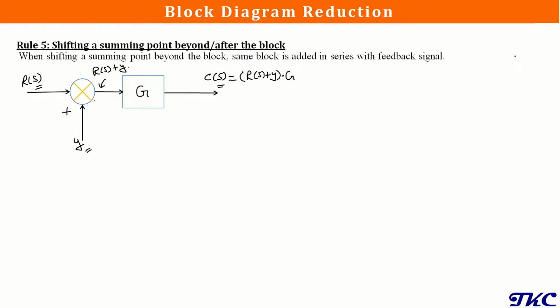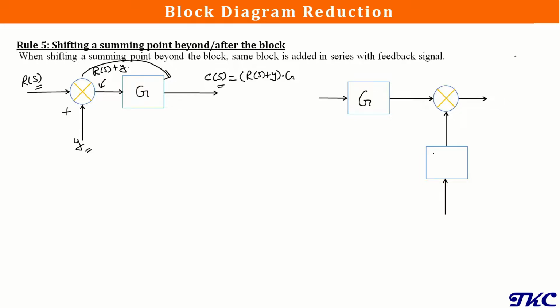Now let's apply this rule and shift this summing point after this block. To apply this rule, we need to add the same transfer function of the block in the feedback signal. So that will be added here, G. This is the feedback signal Y, and it is positive. So here we have input as R of S, and output will be C of S. Now let's find what is the output for this condition.